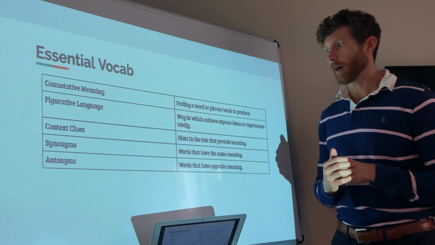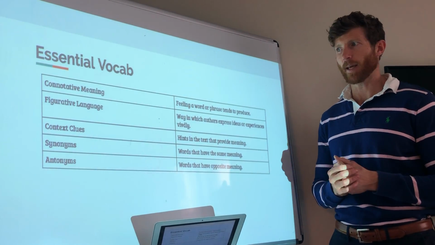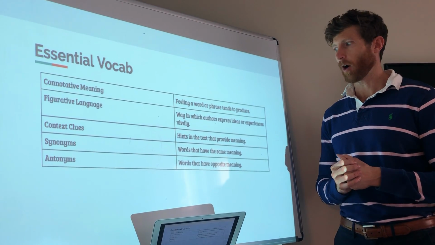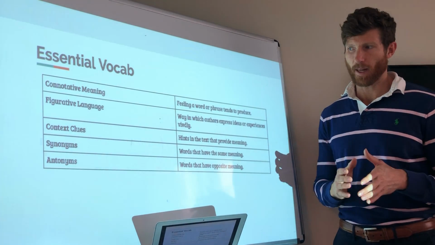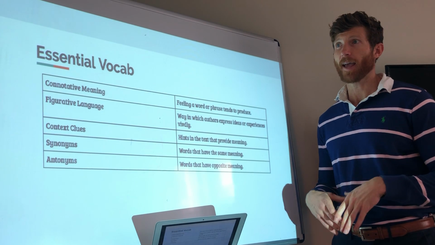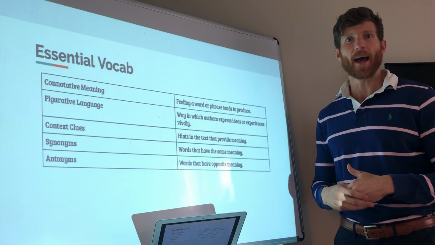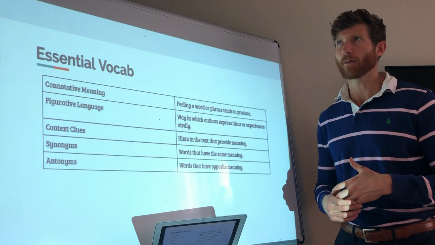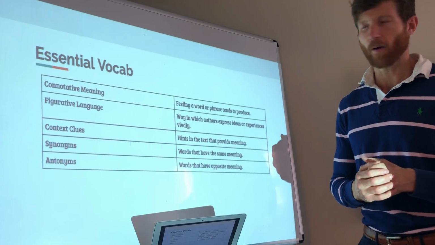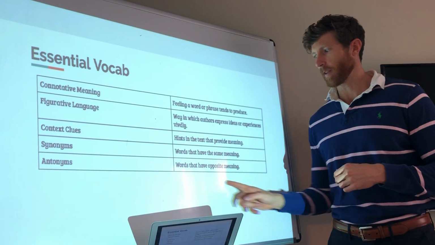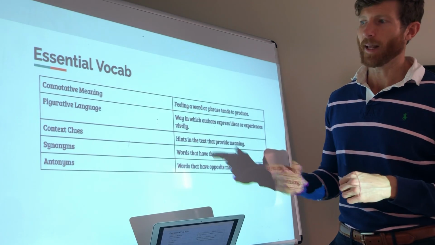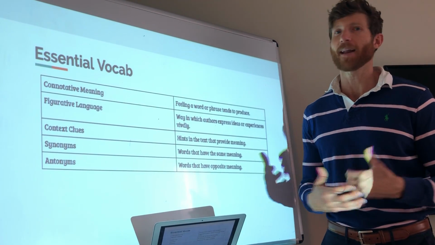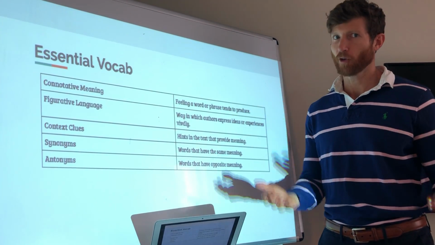Context clues are hints in the text that provide meaning. Synonyms are words that have the same meaning. So if I were to say, that's really bad, a synonym for bad would be horrible, okay? An antonym is a word that has an opposite meaning. So an antonym for bad would be obviously good.